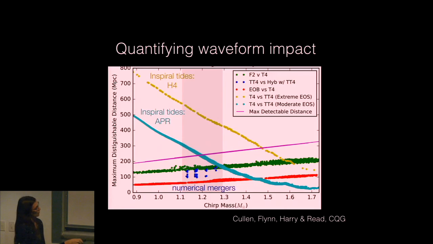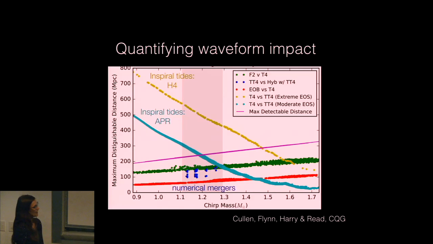For more typical equation of state, you still see that for nearby signals or for low mass signals, the in-spiral tides themselves are very significant to their effect on the waveform. These final sort of swaths here are going to quantify the systematic uncertainty in our description of the waveform effects.